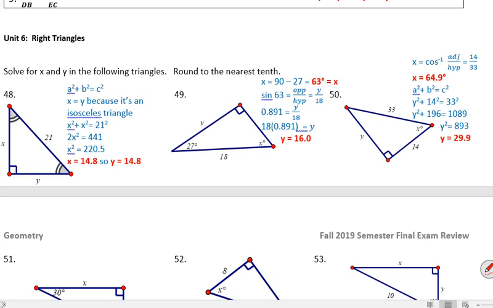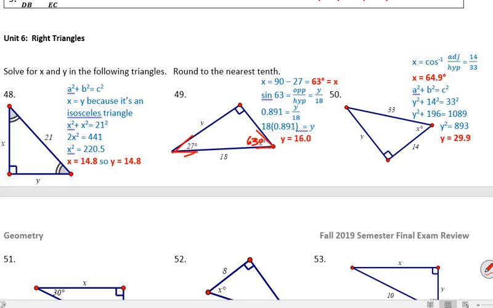49, we're now trying to find x and y. X is an angle. The way we could solve that is that these two angles right here have to add up to be 90 because we've already used 90. So we can subtract 27 from 90 and get 63. Then we can use this 27, or we can use the 63 that we have here to solve for x.